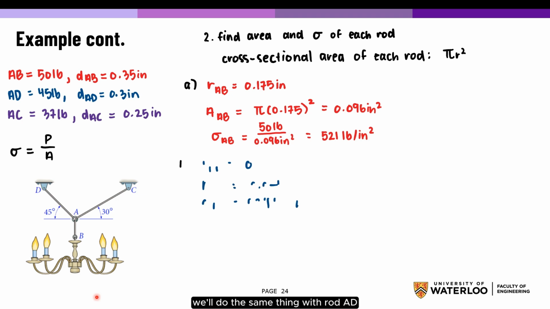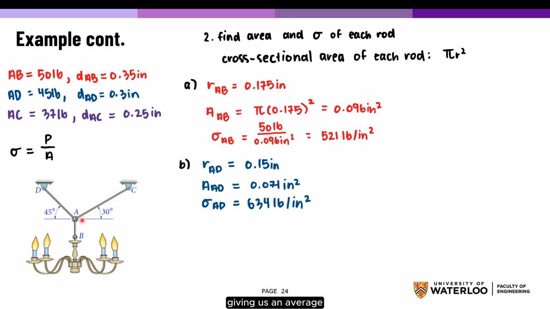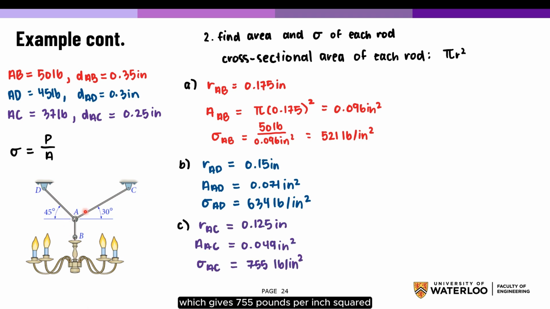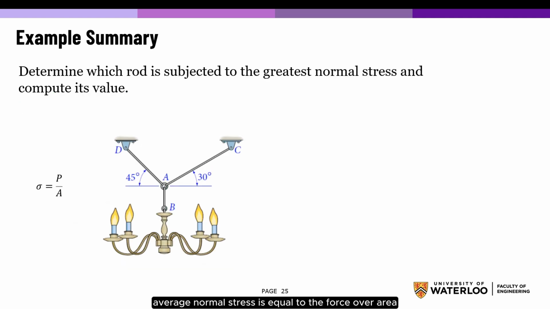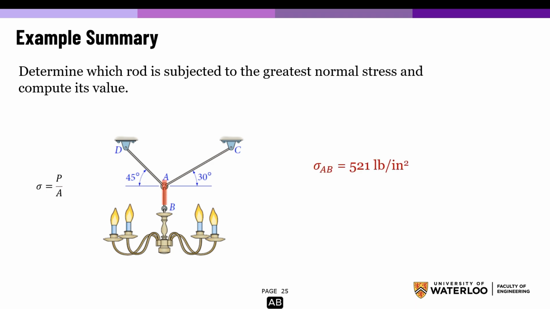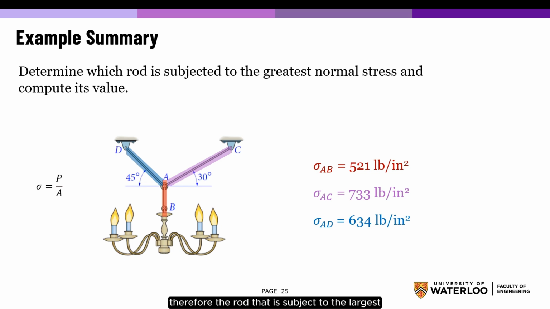We'll do the same thing with rod AD, giving us an average normal stress of 634 pounds per inch squared. And lastly, rod AC, which gives 755 pounds per inch squared. Using the formula, average normal stress is equal to the force over area, we get the average normal stress for AB, AC, and AD. Therefore, the rod that is subjected to the largest average normal stress is rod AC.